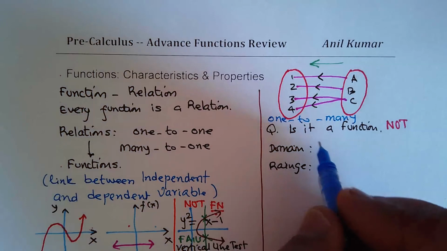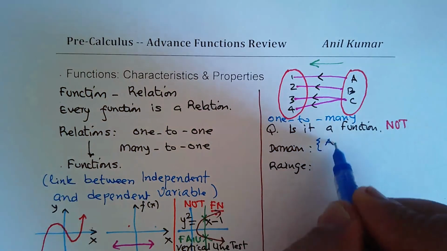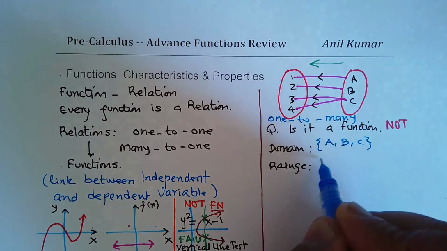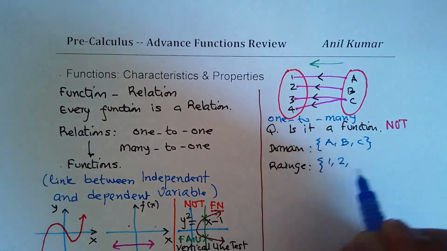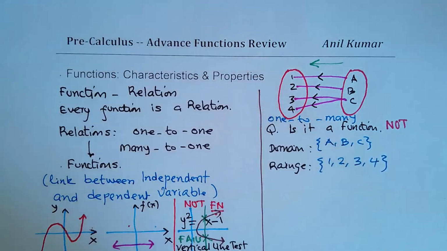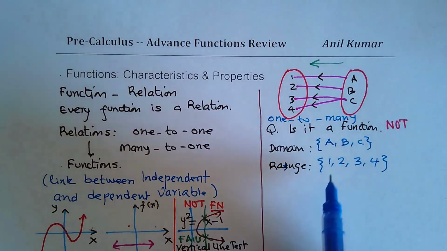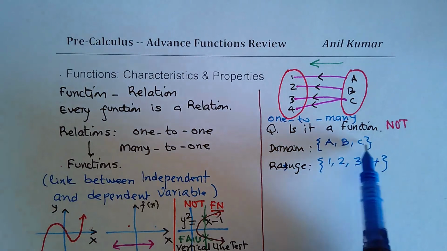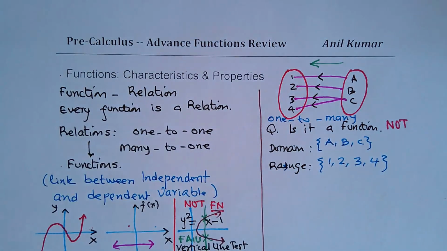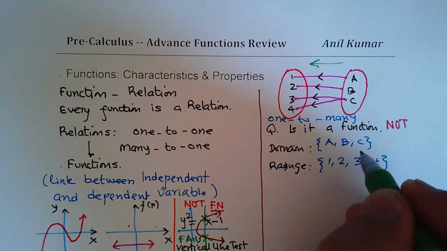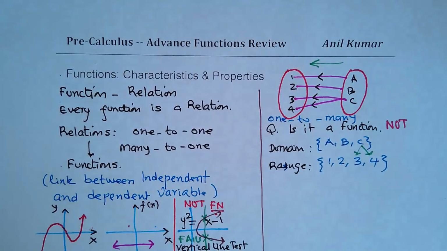Let's write the domain. So the domain of this function is A, B, C, and the range for this function is the numbers 1, 2, 3, 4. Do you see that? Whenever you find elements in the domain less than the range, it is not a function. Definitely, something is linked with more than one. So as you see here, C is linked with 2 of them. So the trick here is that you have to look carefully at these arrows, else you can make a mistake. Perfect.